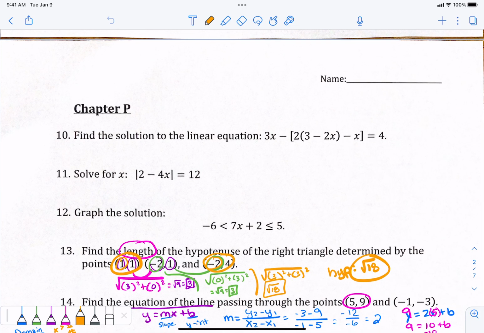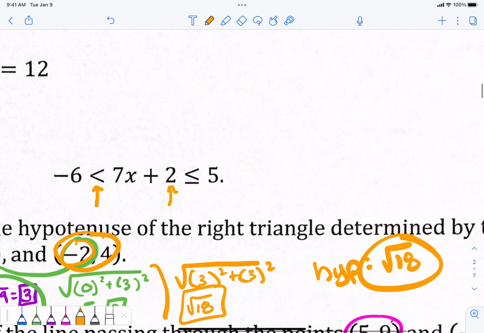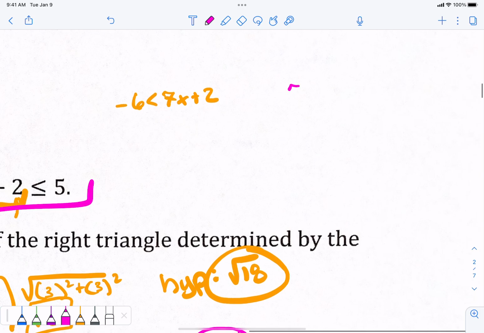Okay, graph the solution. All right, how do I solve that to begin with? Can you just subtract? I have like 2 of them going on here, right? Okay, so what you can do, don't write this down, is separate them into chunks. We could do -6 is less than 7x plus 2 over here, and then the other chunk, 7x plus 2 is less than or equal to 5, right?